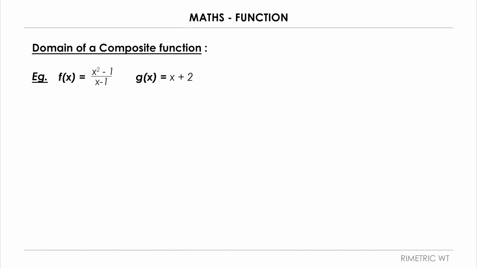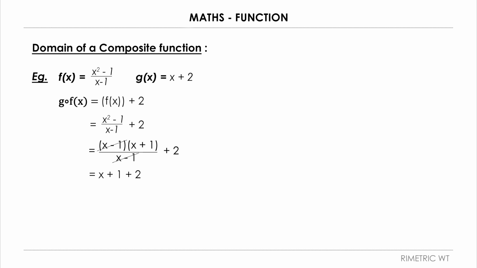Here is an example. Our f of x is a rational function, whereas g of x is a linear one. When we do a composite function, g of f of x, we insert the function f of x, which is x squared minus 1 over x minus 1, into x of the function g of x. When we do, we get x squared minus 1 over x minus 1 plus 2. When we factorize x squared minus 1, we get x minus 1 times x plus 1, over x minus 1, plus 2. When we cancel x minus 1 by x minus 1, we get x plus 1 plus 2, which results in x plus 3.